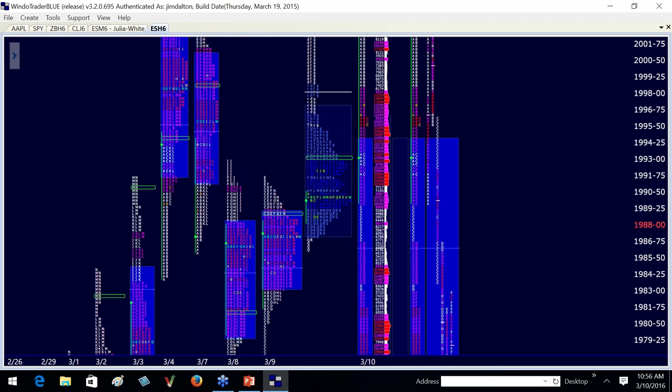That didn't come out of nowhere. Some people would say, well, there's no way to trade these markets. They couldn't understand that 400-point rally. It's out of nowhere. No, it wasn't out of nowhere. The market was setting up for that.